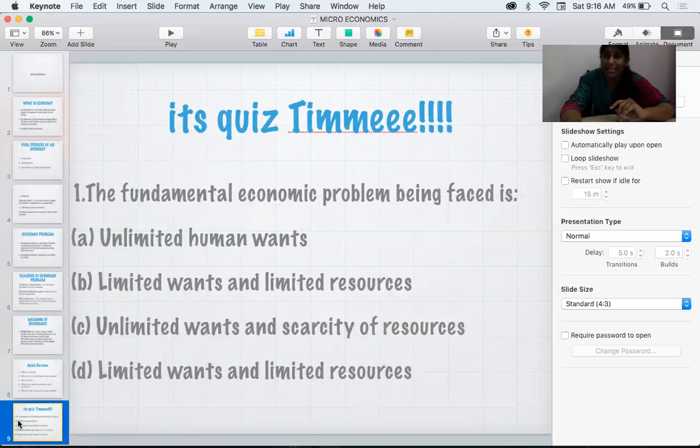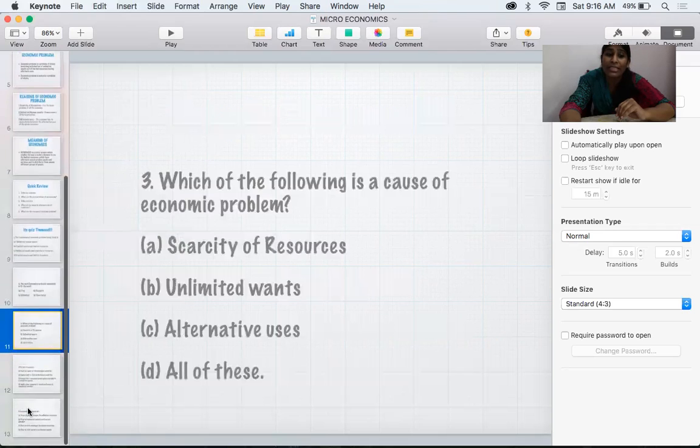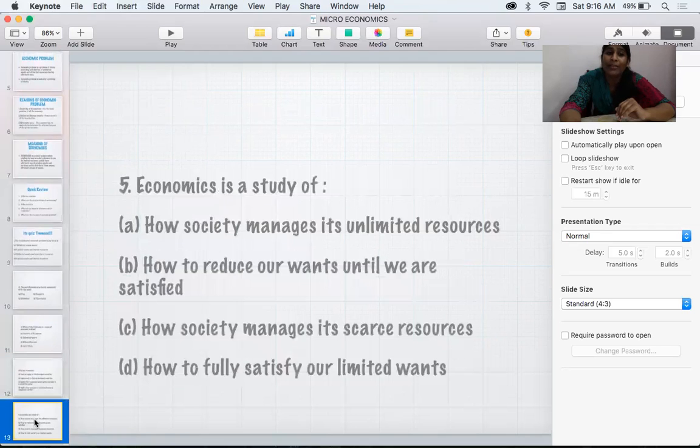Now I need to check what you have understood. So 5 questions are given over there. You have to answer them as fast as possible, and send the 5 answers to me. Hope you have understood this. And in the next class, we will see in detail about microeconomics.